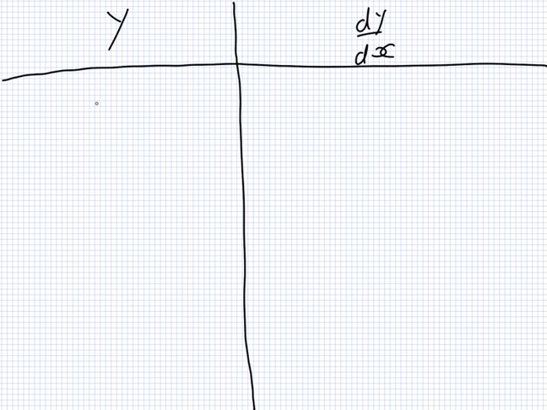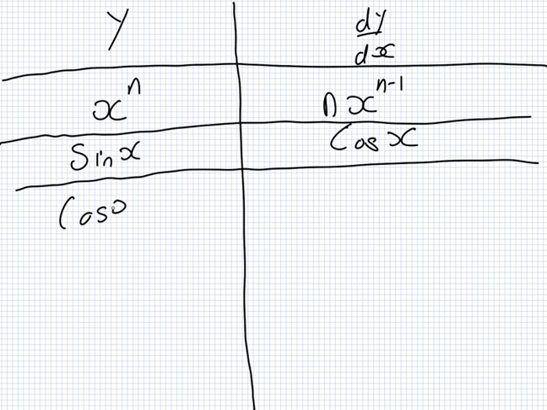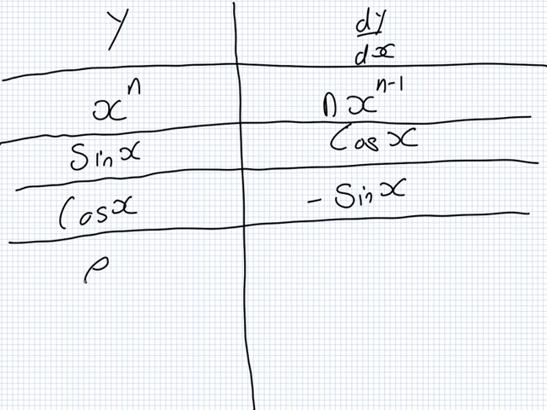So our first rule we have is x to the n. Its derivative is nx to the n minus 1. So that's our first rule. And then we have sine x. Its derivative is cos x. Then we have cos x. Its derivative is minus sine x. Yeah, tricked you. Next then, we have e to the power of ax. Its derivative is a e to the ax.